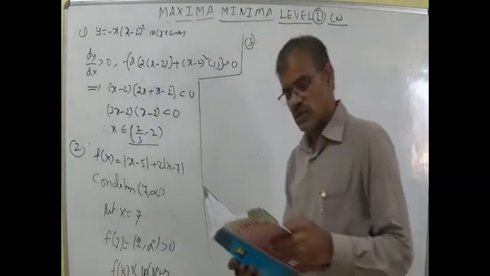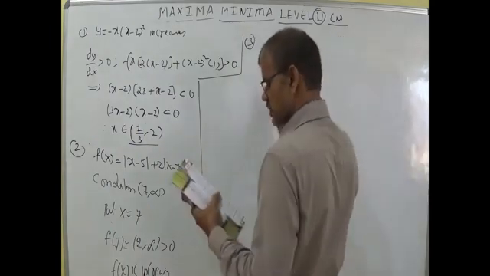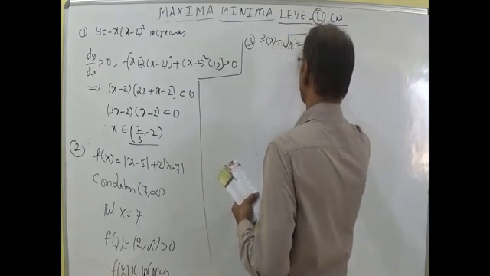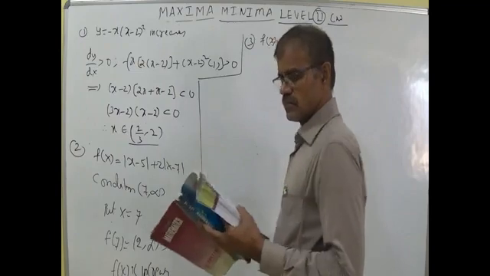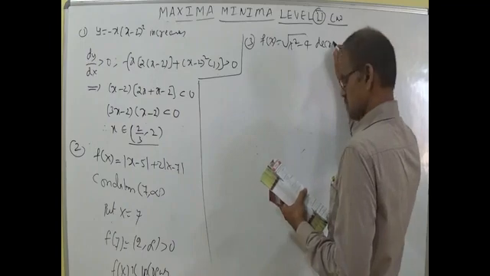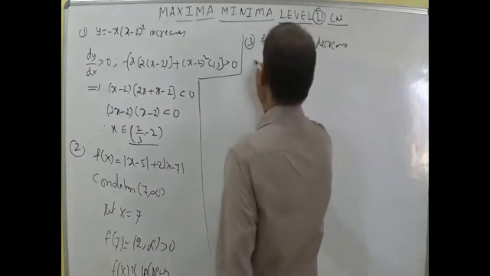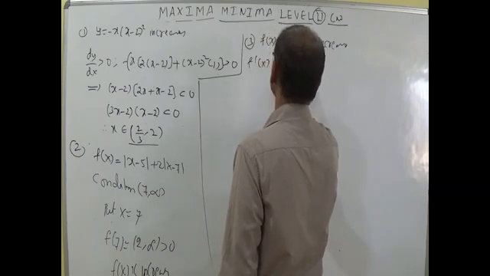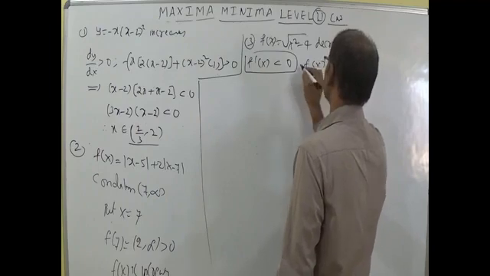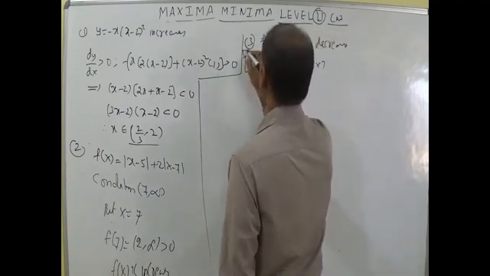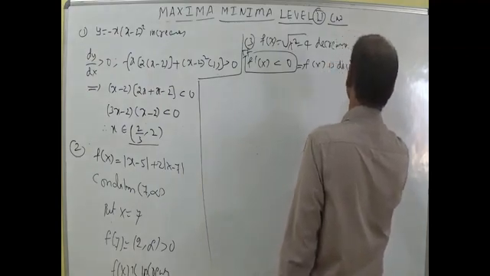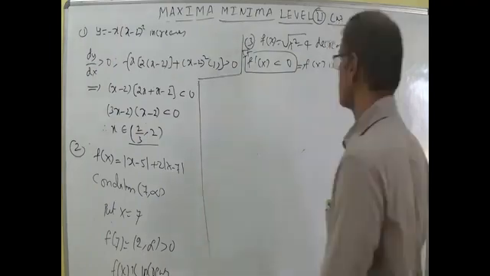Let us discuss the third question. f of x is equal to root of x square minus 4. He is asking where the function is decreasing. So the rule: if f dash x less than 0, then f of x is decreasing. If f dash x greater than 0, f of x is increasing.